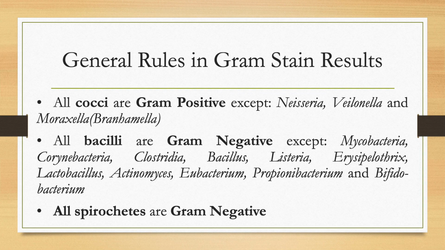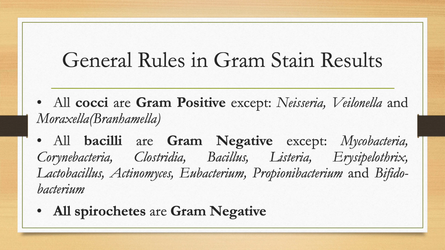Alright, what are the general rules when looking at our gram staining results? So these are rules that help us identify our bacteria quickly based on the gram stain alone. The first one is that all cocci are gram-positive except Neisseria, Veillonella, and Moraxella. So previously Moraxella was known as Branhamella. Right? So if you see a gram-negative cocci, most likely it is one of these three genera, and you can immediately report that to your clinician to help them diagnose and give treatment to your patient faster.